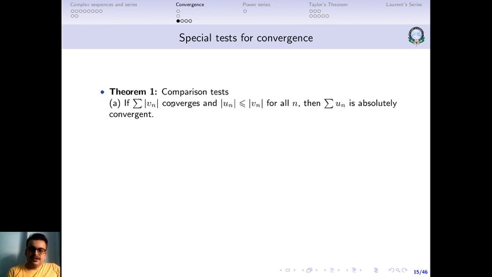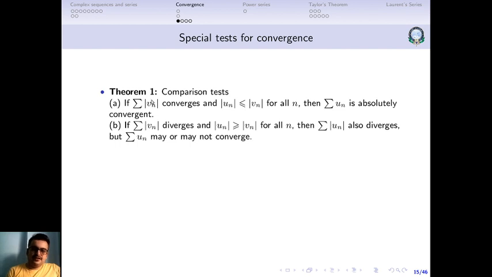So if this happens, if that reference series is already known to be absolutely convergent, and in the given series each member does not exceed the corresponding member of the other series, then we say that the given series is also absolutely convergent.